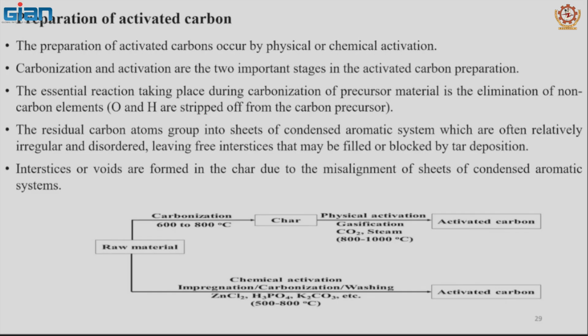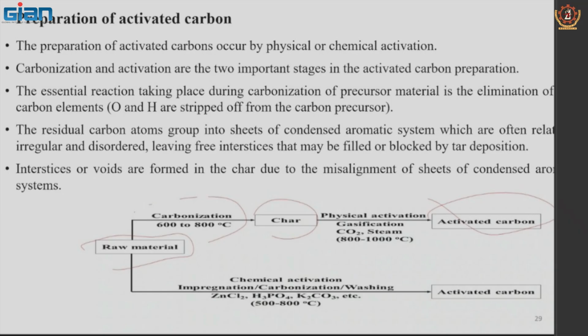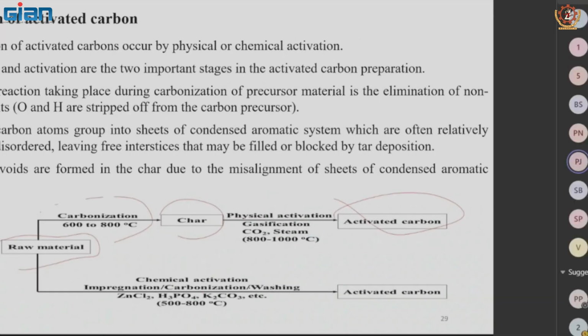This schematic shows the activated carbon preparation. Raw material, carbonization at 600 to 800 degrees Celsius, char is formed. Then physical activation, that is gasification, with carbon dioxide and steam at 800 to 1000 degrees Celsius, gives activated carbon. For chemical activation, you do impregnation, that means you add some chemicals, then carbonization and washing. The chemicals normally added are zinc chloride, phosphoric acid, potassium carbonate, etc. The carbonization temperature is lower, 500 to 800 degrees Celsius. So activated carbon is produced.